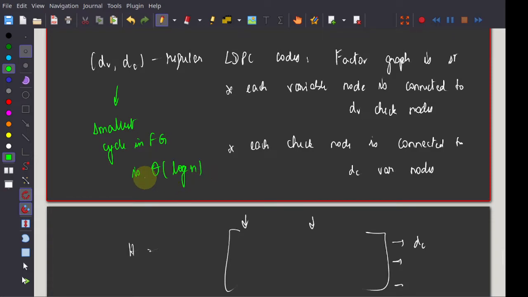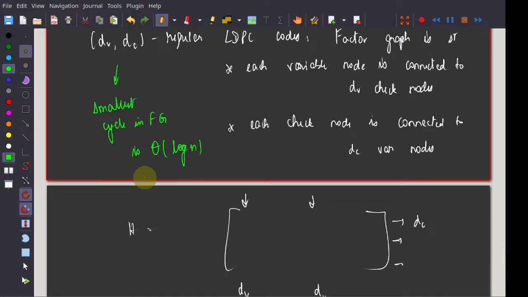But we'll get to that a little later. For now, at least for the discussion that we want to do now, it doesn't really matter. In fact, right now we won't even assume that it is DV-DC regular. The only assumption that we want to make now is that the degree of each vertex is bounded by some constant. But nevertheless, suppose we wanted to construct a DV-DC regular LDPC code, how would we do it?